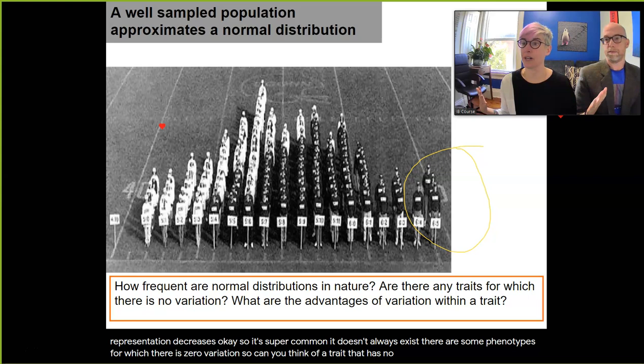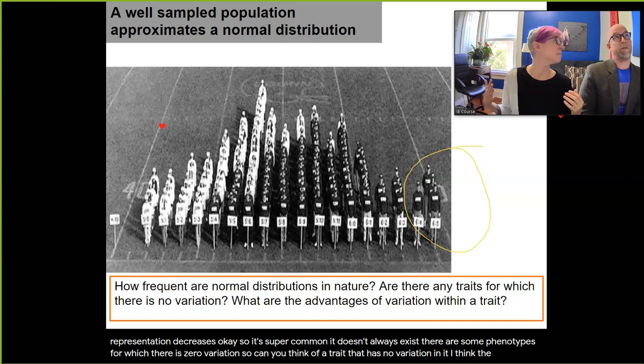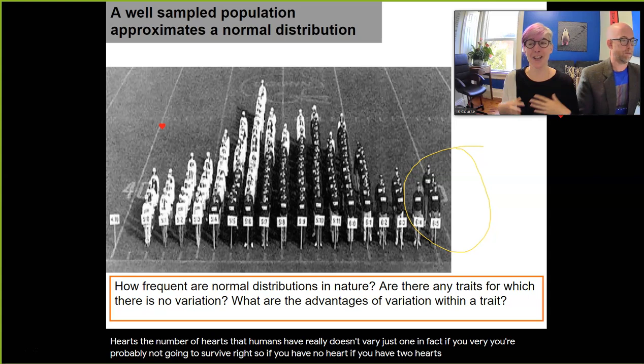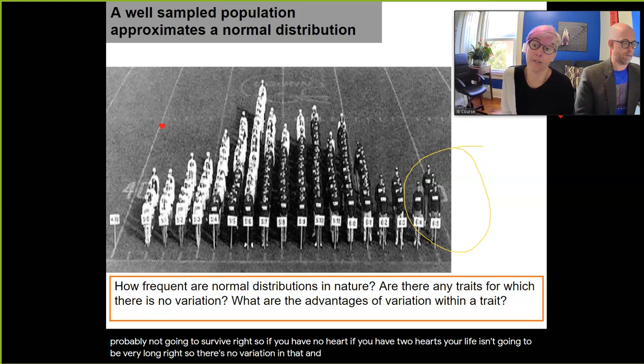I think the number of hearts that humans have really doesn't vary. Just one. In fact, if you vary, you're probably not going to survive. Right? So if you have no heart, or if you have two hearts, your life isn't going to be very long, right? So there's no variation in that, and for an adaptive reason, right? But in many cases, there is variation around a trait.